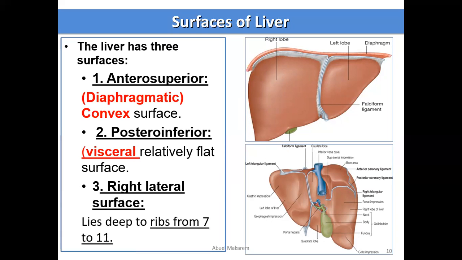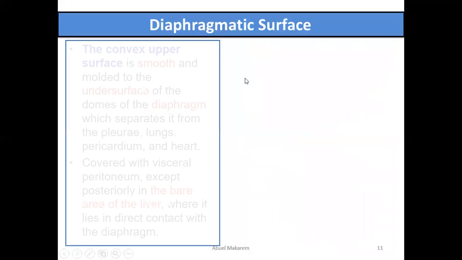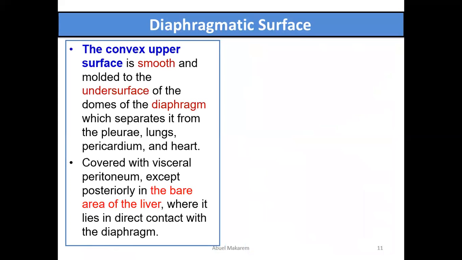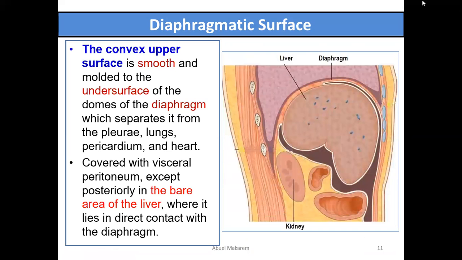It lies deep to the ribs 7 to 11. So the ribs will be covering it, and you can even see some of the impressions of the ribs on this liver. Okay, so the 7th to 11th ribs will be covering this part, the right lateral surface. Now coming to the diaphragmatic surface, which is the superior surface here, as we saw, diaphragmatic superior as well as anterior-superior surface, that is called the diaphragmatic surface.